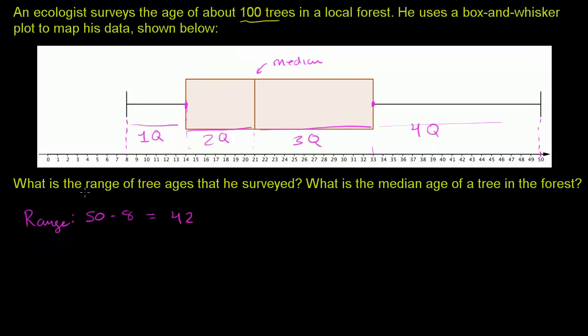So to answer the question, we already did the range. There's a 42-year spread between the oldest and the youngest tree. And then the median age of a tree in the forest is 21. So even though you might have trees that are as old as 50, the median of the forest is actually closer to the lower end of our entire spectrum of all of the ages. So if you view median as your central tendency measurement, it's only at 21 years. And you can even see it's closer to the left end of the box, and closer to the end of the left whisker than the end of the right whisker.